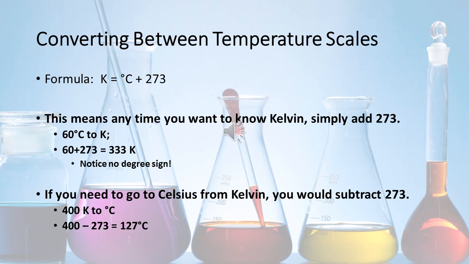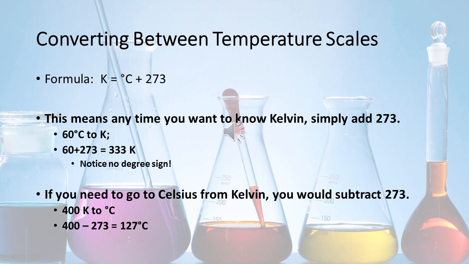The other conversions you guys should be learning in this section will be on the temperature scale. You'll be changing Celsius to Kelvin or Kelvin back to Celsius. The formula is Kelvin equals degrees Celsius plus 273. This means that anytime you want to know Kelvin, you'll simply add 273.